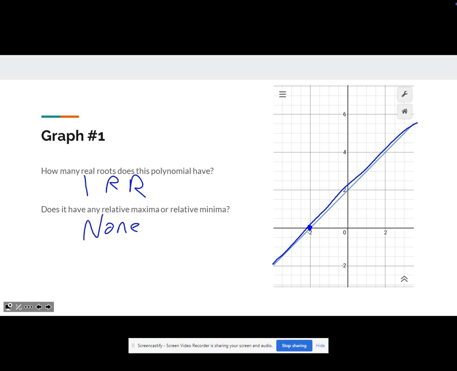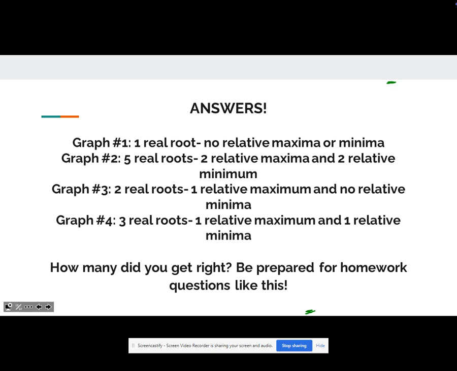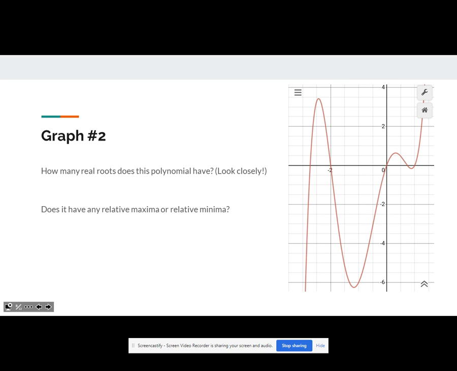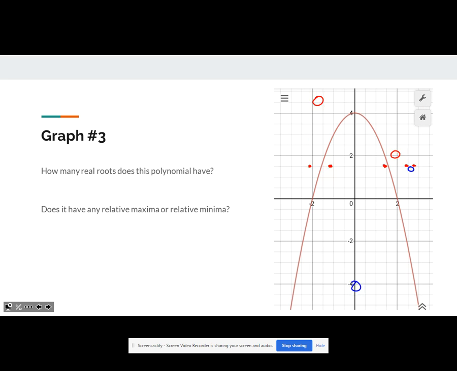No maxima or minima. So if we look at graph number 2, it's got 5 real roots, and there are 2 relative maxima and 2 relative minima. So, looking at our roots here, we've got 1, 2, 3, and there are actually 2 over here, 4, 5. And then looking for our maxima, again, this will be in red. We've got 1 here and 1 here. And for our minima, we have 1 over here and 1 right there. It's really small. So that's why graph 2 is that answer.